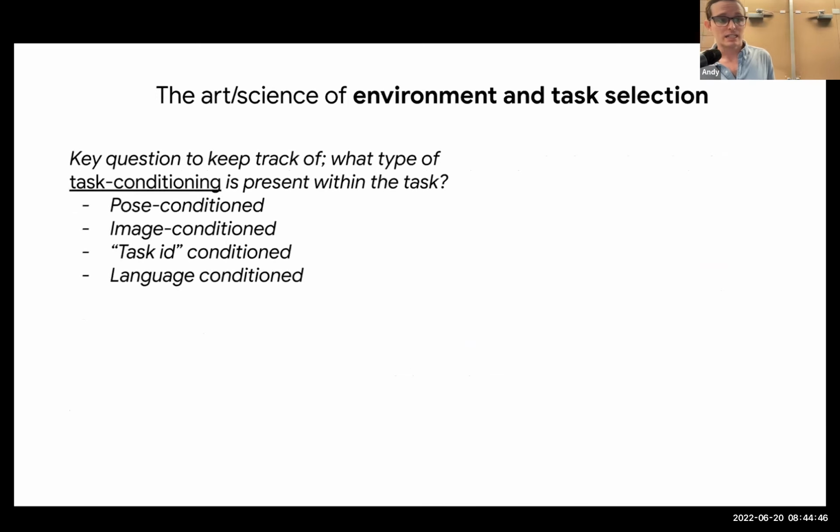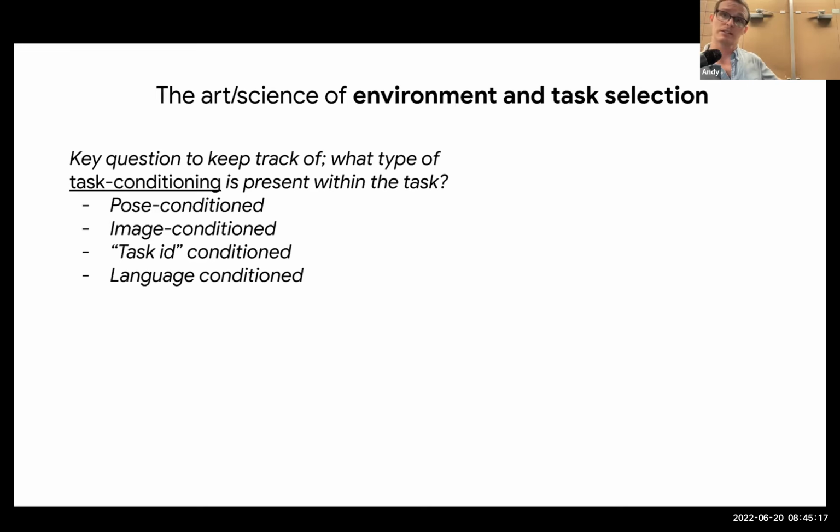Okay, another key question to keep track of with tasks is what type of task conditioning is present. We were talking about task conditioning with, hey robot, can you move this cup here? Language models are sort of an analog, with a huge amount of conditioning. Within robotics, there's a variety of ways to condition tasks. They could be object state conditioned, like pose conditioned, or goal image conditioned, or task ID conditioned, or language, which is a very flexible way to do it. It's helpful to keep that in mind.